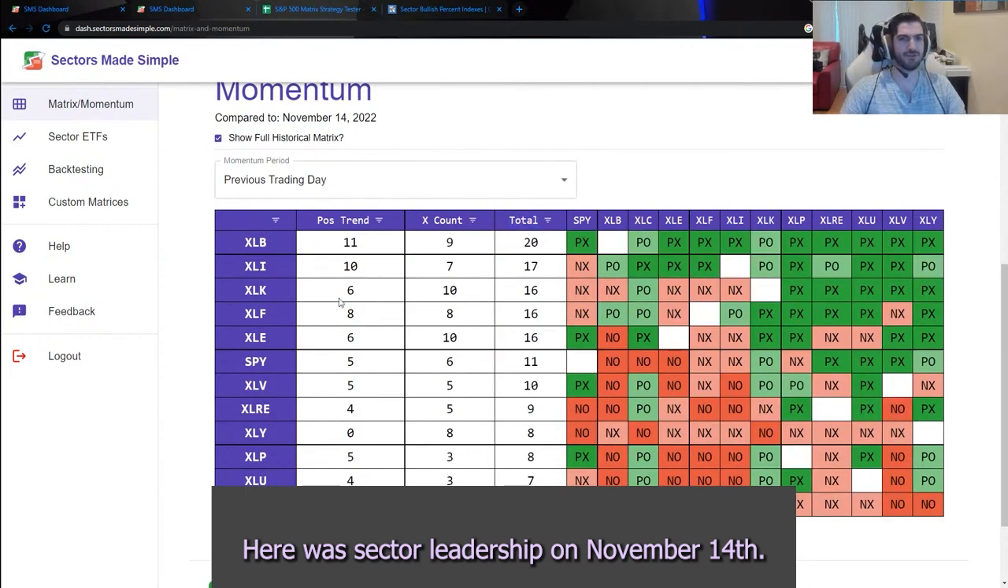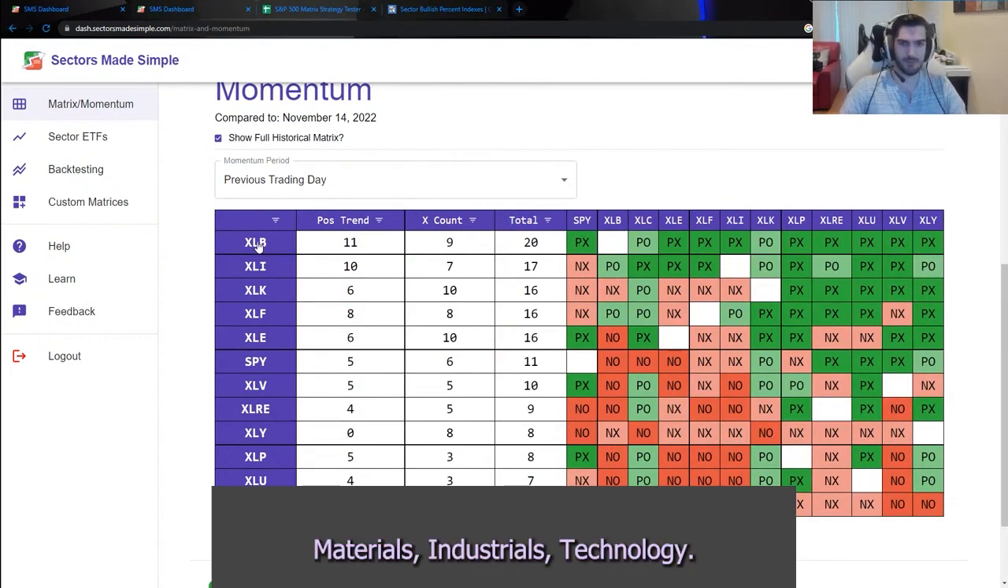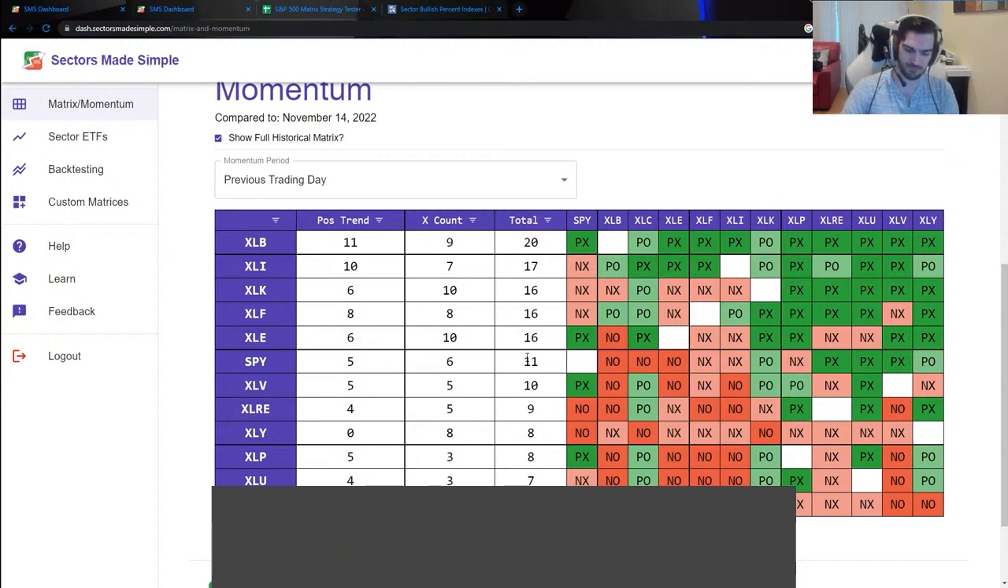Here was sector leadership on November 14th. Materials, industrials, technology. Technology is tied with financials, energy for third. So I'm going to write those down. Materials, industrials, technology, financials, energy.